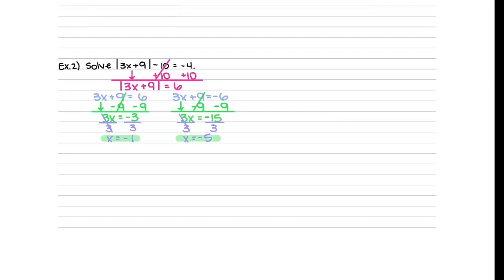You can also, just like regular equations, plug in your answers to see if you get true statements. If you do, then you know your answers are correct.